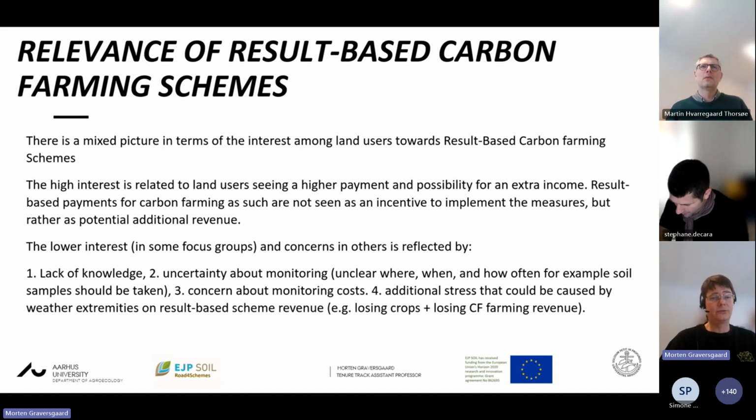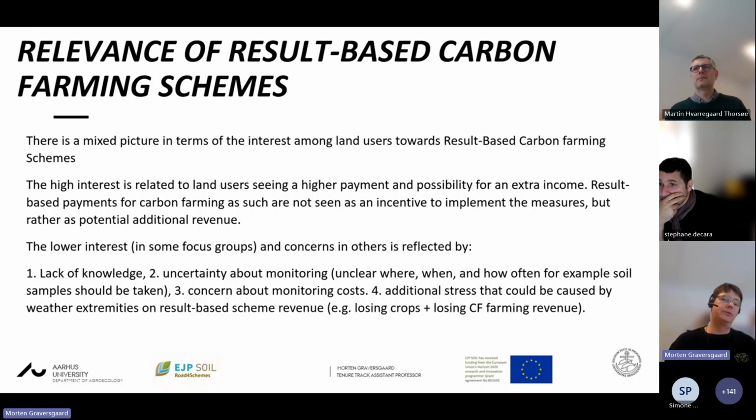So of course, uncertainty related to lack of knowledge about the monitoring. For example, it's still unclear where, when, and how often soil samples should be taken. There are concerns about the cost of this monitoring. Concerns about, okay, what about these weather extremes? Who should bear the cost of a farmer losing a crop or losing this carbon farming revenue from a result-based scheme? So a mixed picture when we discussed these result-based schemes, and it's much related to risk and farmers seeing themselves in this setting of uncertainty.